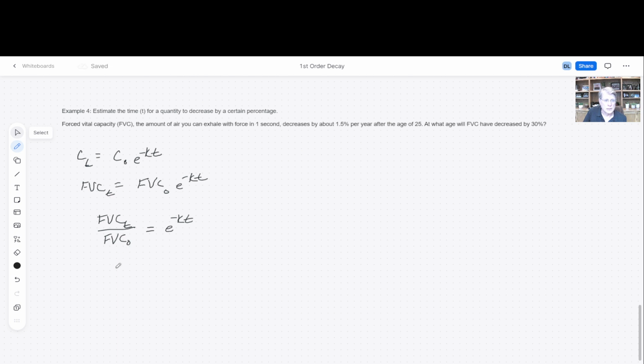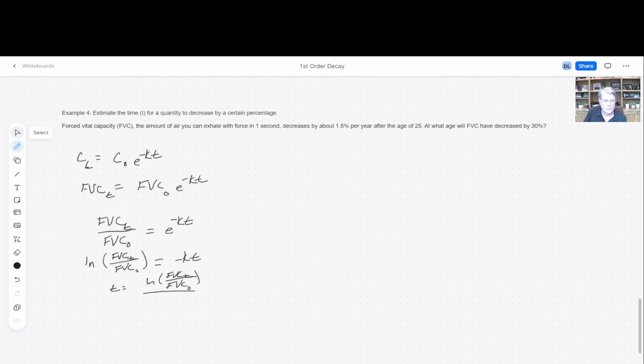We're interested in time, right? So let's solve this for time. That means we need to take the natural log of FVC(t) over FVC naught. That will be equal to the negative kt, and then t will be equal to the natural log of the ratio of the two FVCs over negative k.